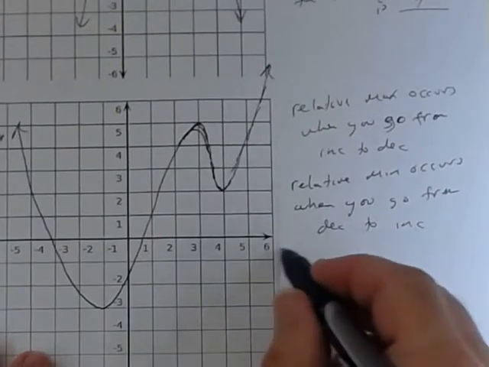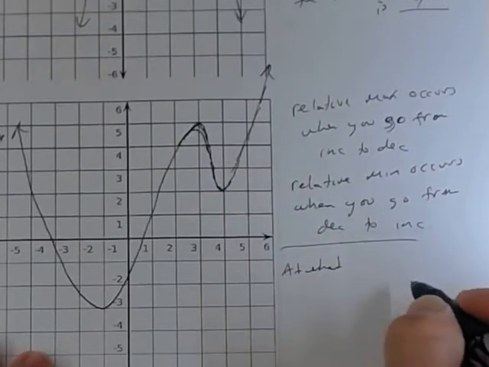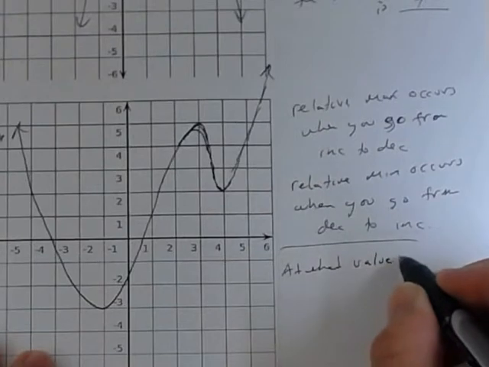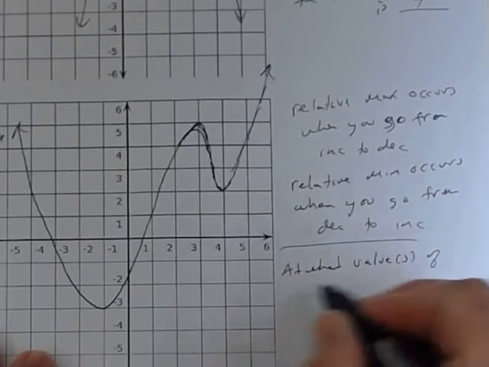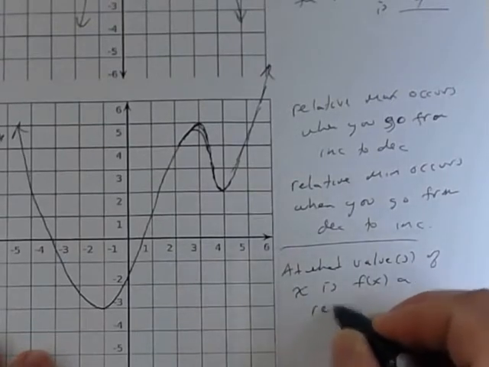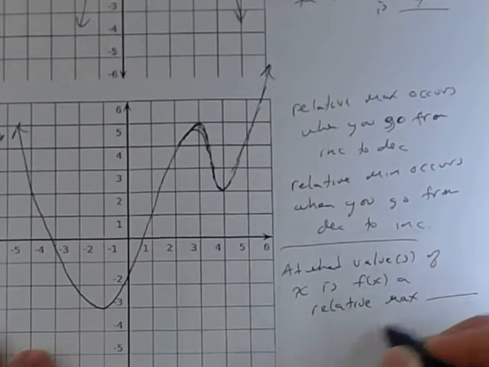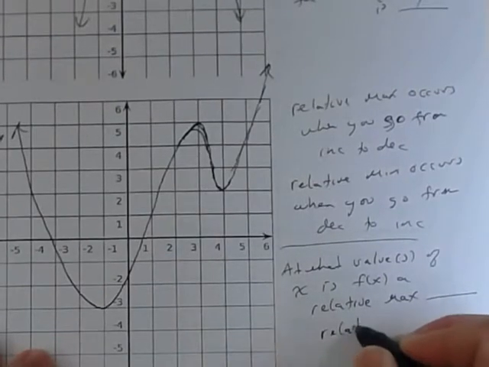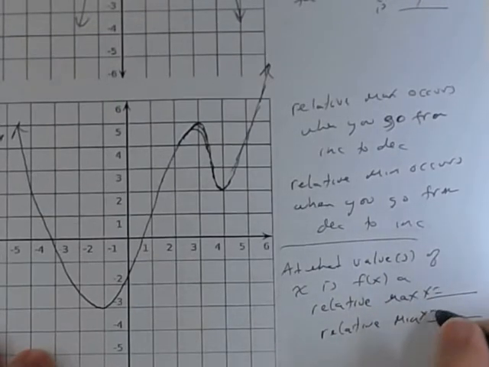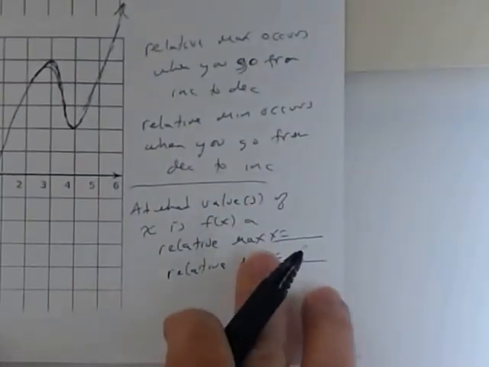All right, so let's do the same thing we did here. So at what value, could be more than 1, of x is f of x a relative max, relative min? And it'll say x equal blank, x equal blank. All right, that should be x equal blank, x equal blank, x equal blank.